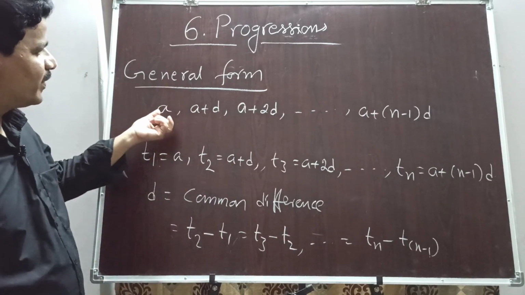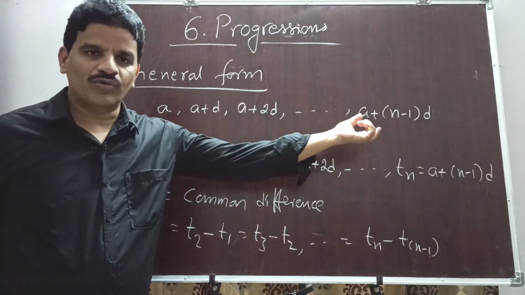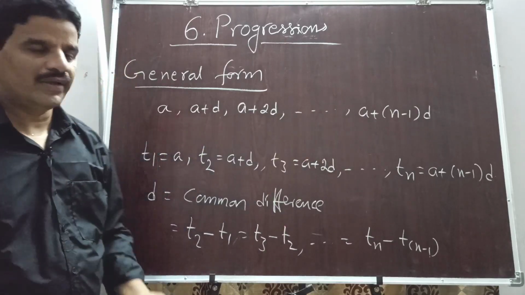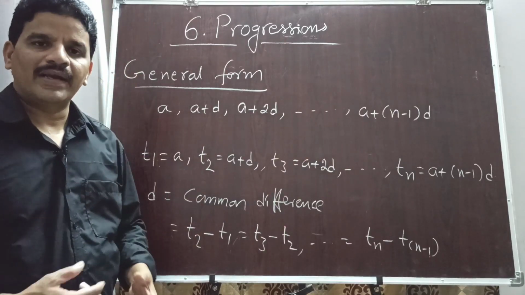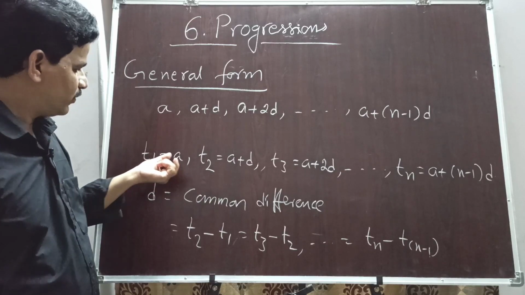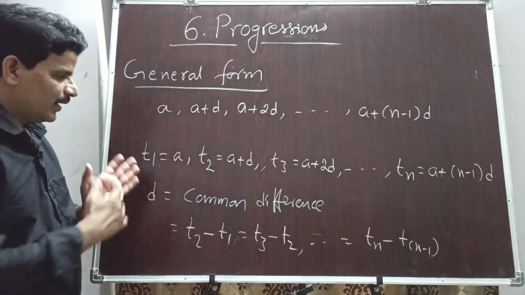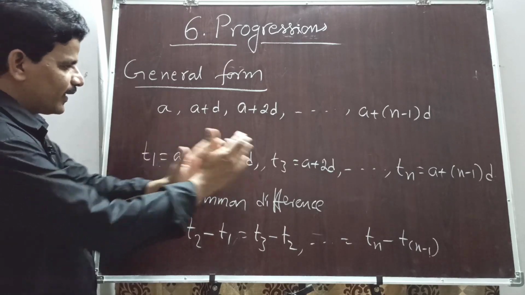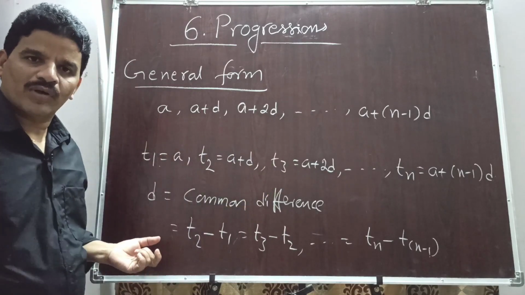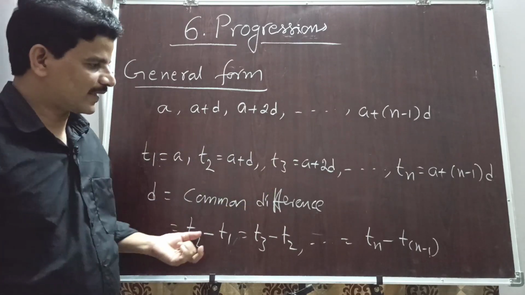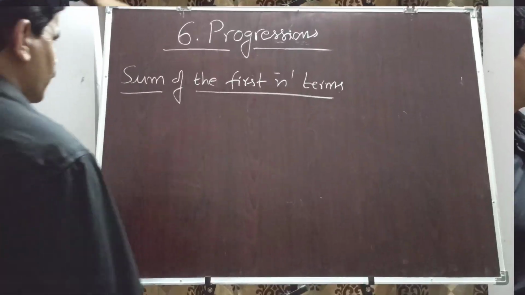So the general form is a plus d, a plus 2d and so on, a plus n minus 1 into d. Each number is denoted by terms t1, t2, t3 and so on. The common difference is given by t2 minus t1 or t3 minus t2. Very, very important formula. We use all these concepts in problems.